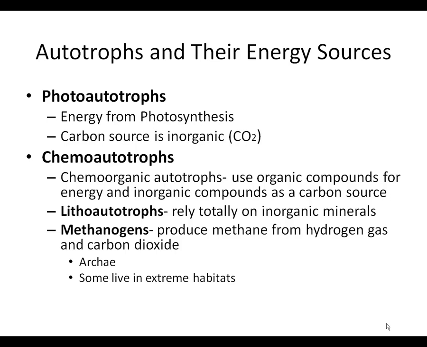Chemoautotrophs are going to be organisms that use organic compounds for a source of energy and inorganic compounds as their carbon source. You can divide these into lithotrophs. These rely totally on inorganic minerals. And then you have organisms like methanogens that produce methane from hydrogen gas and carbon dioxide, and then they can use that as their source of energy. You have some bacteria that live in the domain Archaea that are methanogens, and then some of them that live in some very extreme habitats that are also going to be able to produce methane.